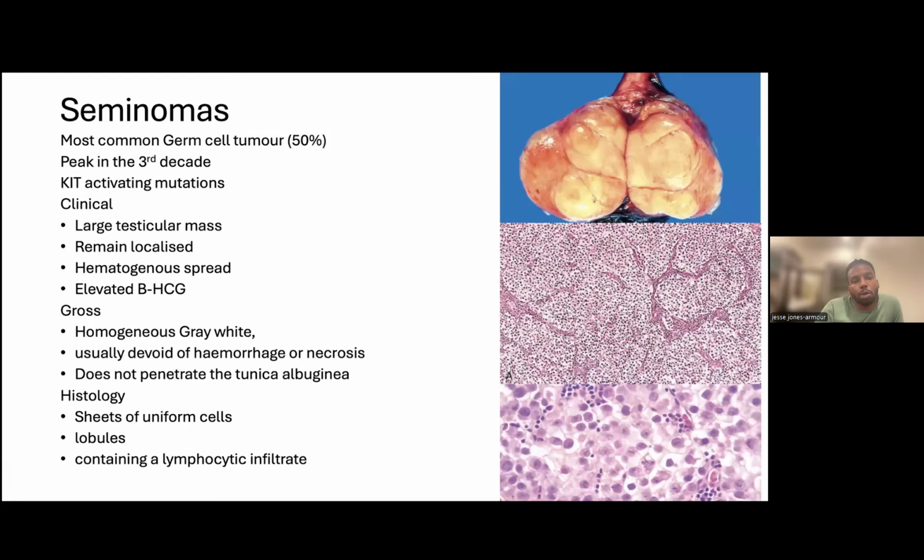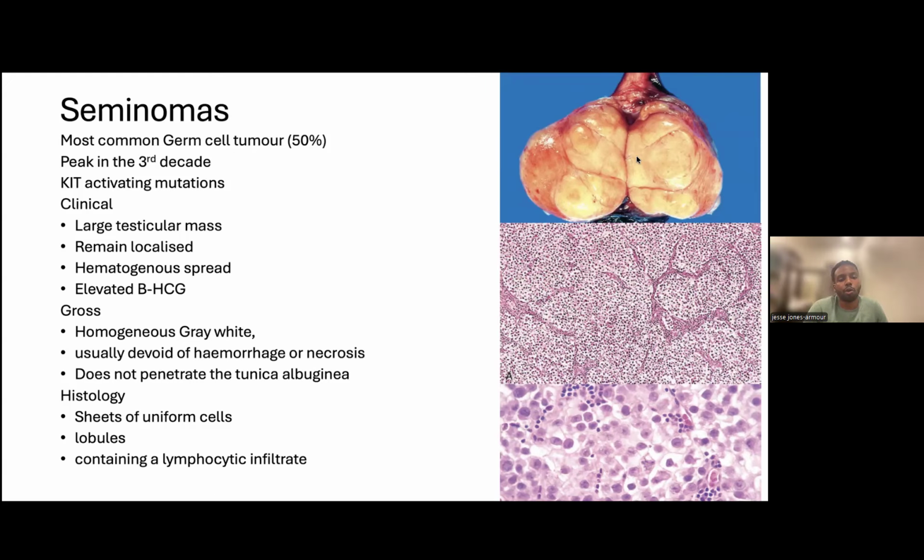Now, going into the first one that we're going into in depth, you have your seminomas, which is the most common germ cell tumor by far, up to 50% of testicular tumors. They do peak in the third decade of life and are associated with KIT activating mutations, as well as PLAP. Clinically, they are a large testicular mass, which remains localized. They do have mostly lymphatic spread, but do later go on to hematogenous. And sometimes you would have elevated beta HCG.